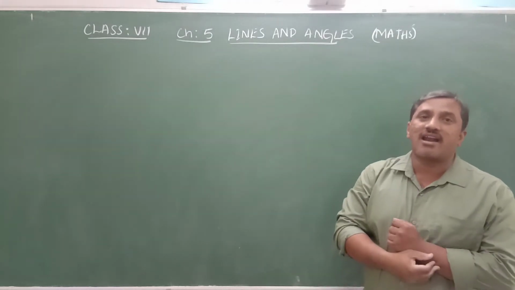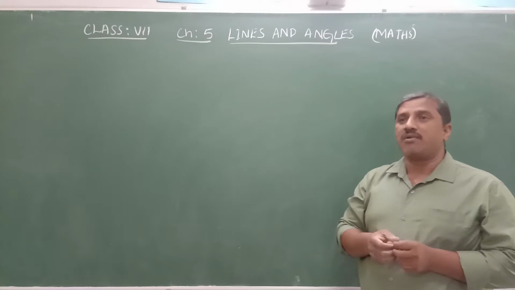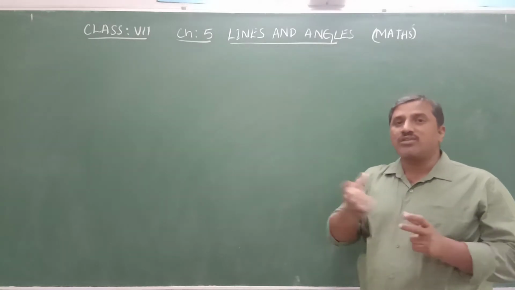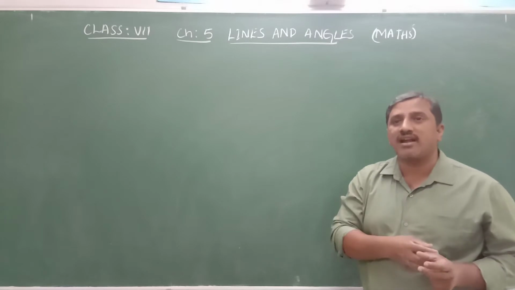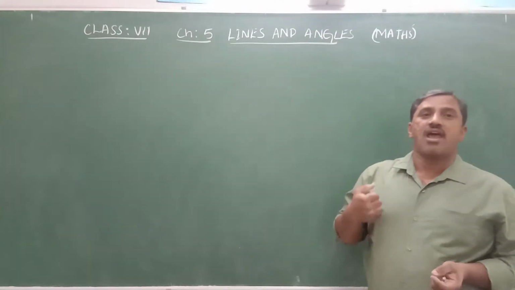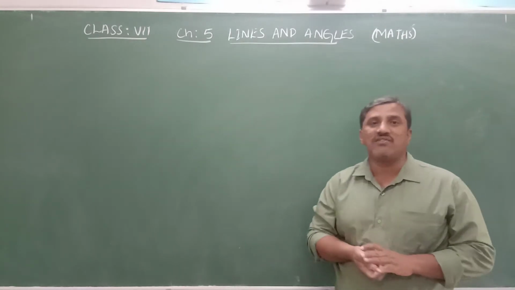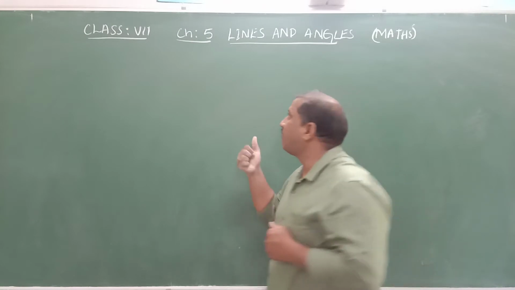What is the relation between the lines and the angles? How will the angles form? If the angles are formed, how are they related when two lines are intersected by another line? What do we call that? It is a transversal. A new topic, transversal, we are going to study in class 7. Now we'll start our lesson.